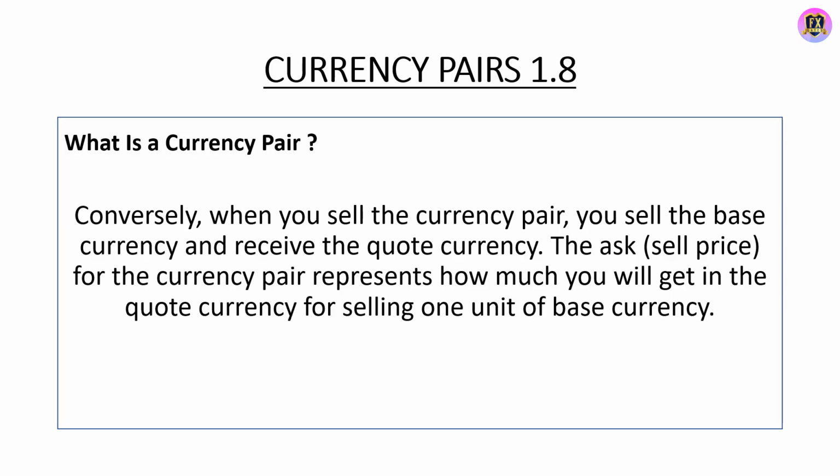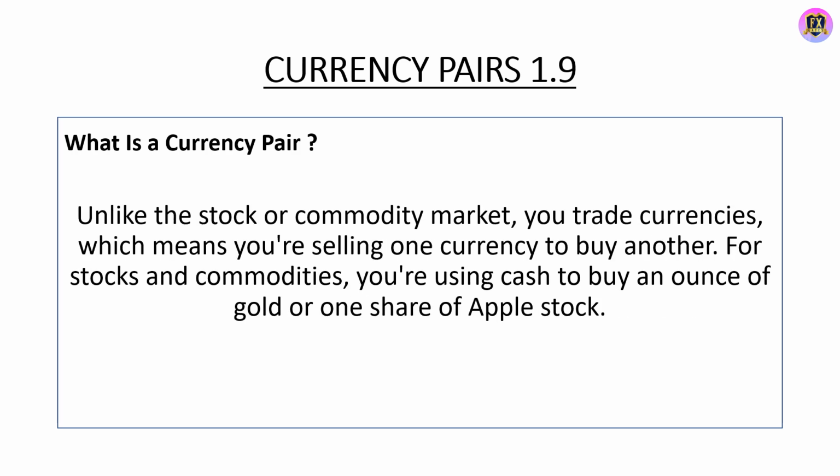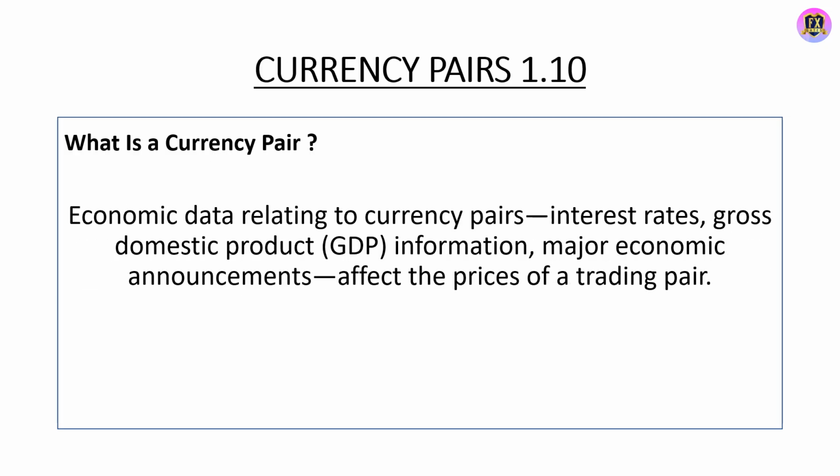Unlike the stock or commodity market, you trade currencies, which means you're selling one currency to buy another. For stocks and commodities, you're using cash to buy an ounce of gold or 1 share of Apple stock. Economic data relating to currency pairs, such as interest rates, gross domestic product (GDP), inflation, and major economic announcements, affect the prices of a trading pair.